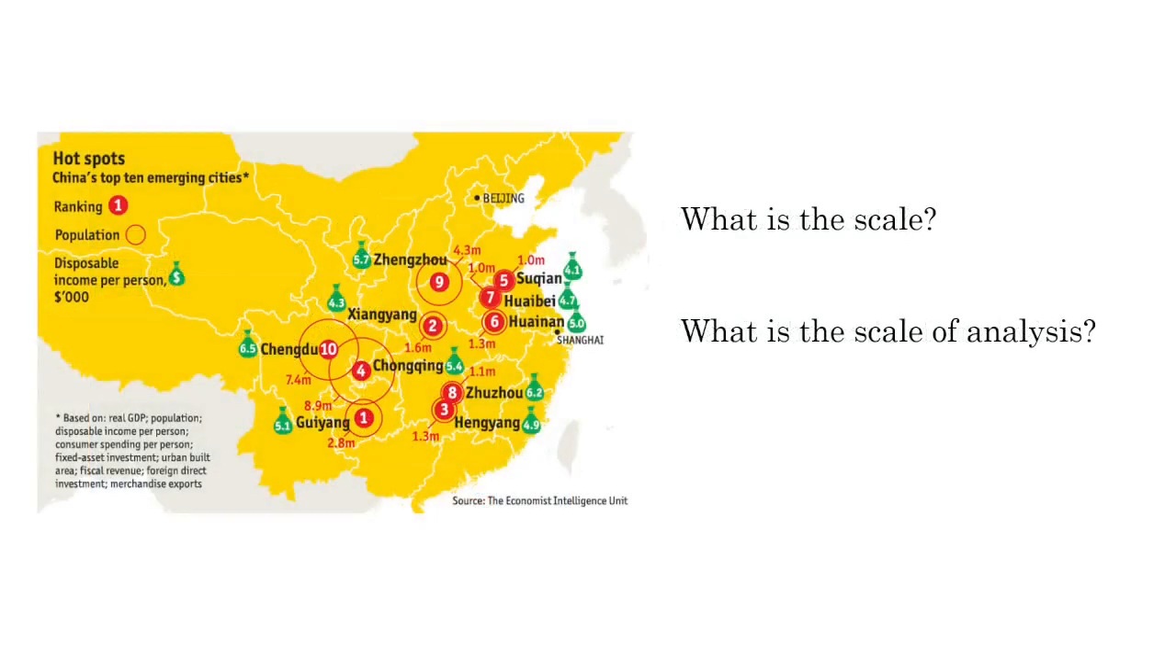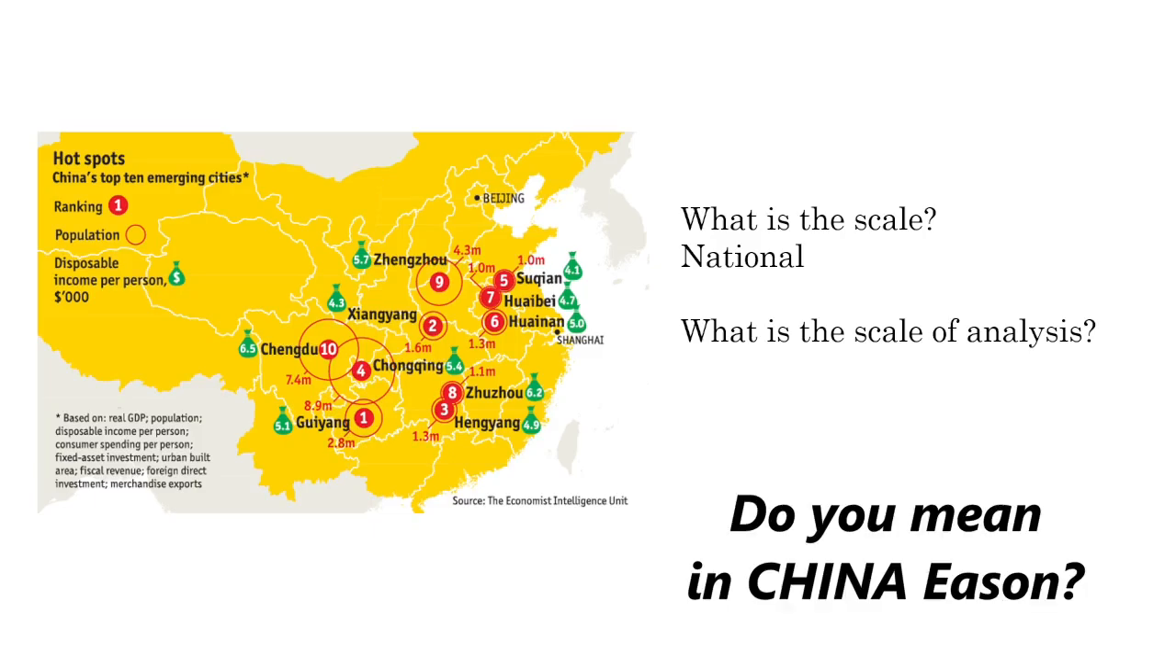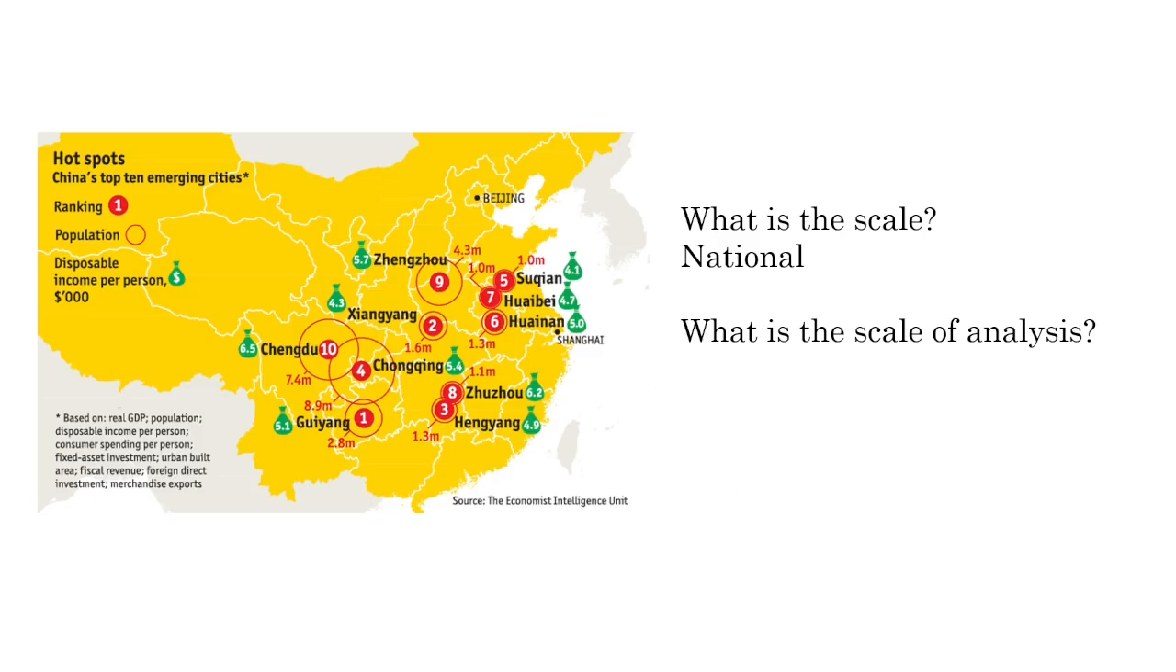Here's another one. We're looking at a map of China, which is a country, so it's a national scale. And then we're looking at the rankings between major cities in Nigeria. Which ones are the biggest cities, the top 10 biggest cities in the country? What's the population within those cities? And what's also the disposable income per person? We have a lot of different variables here in our data, but we're still comparing the data between cities, 10 cities. So what's the scale of analysis? It is cities because the data varies per city.